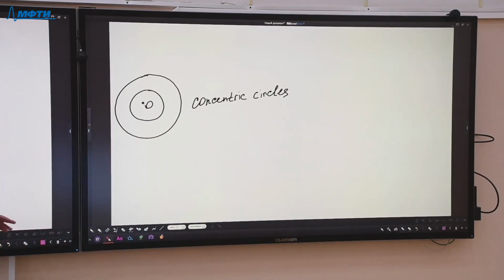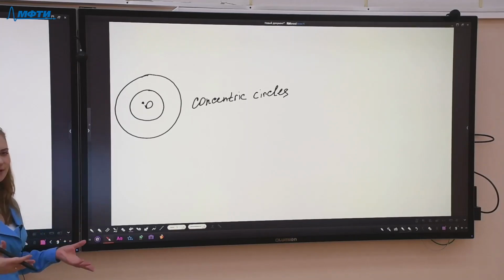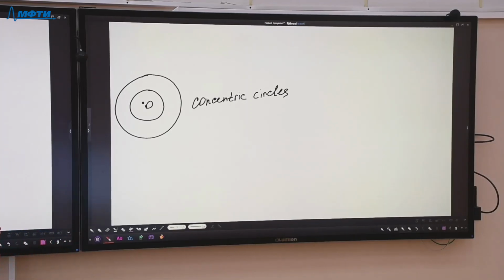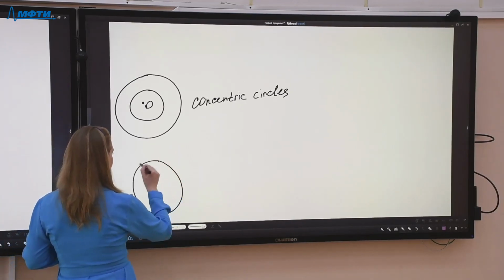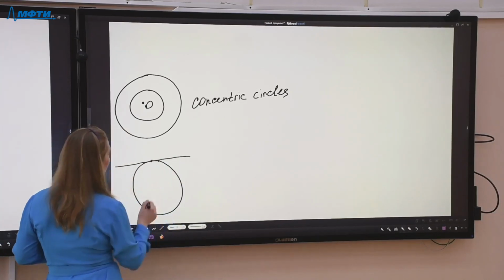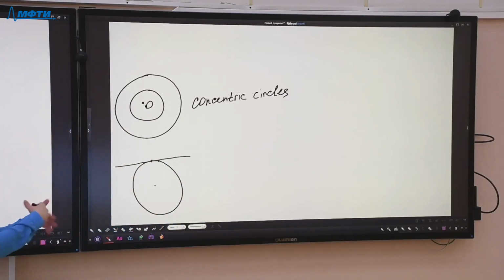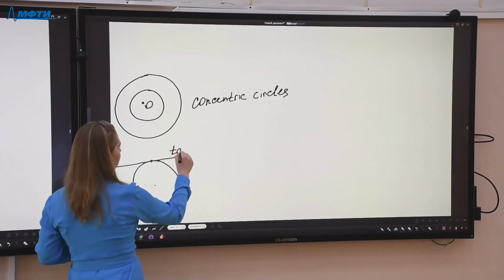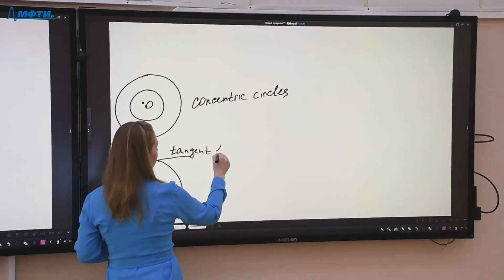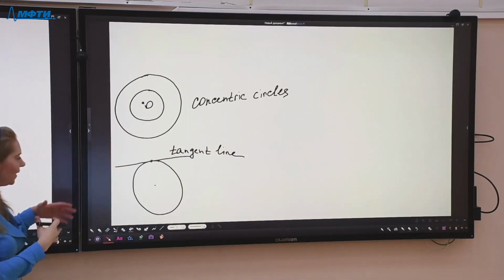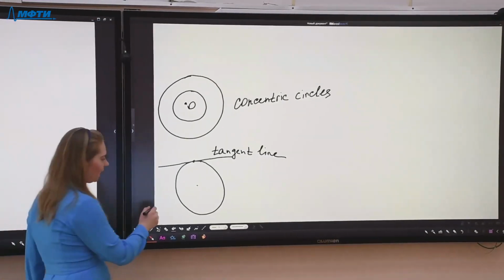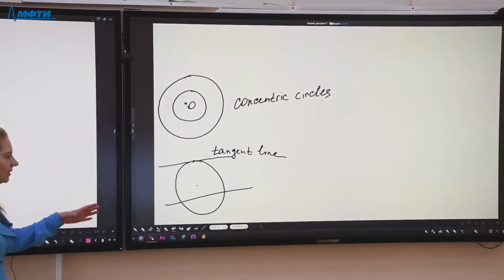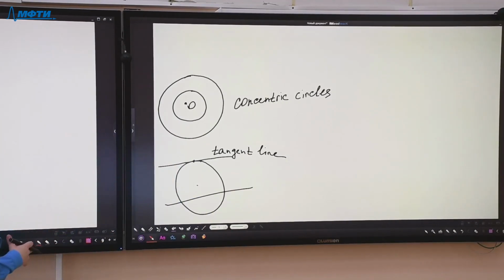Before we go to the other kinds of two circles on a plane, we need to consider such a concept as a tangent line. If we have a circle and a line which has one and only one common point with this circle, we say that this line is a tangent line. So we can say that a tangent line touches our circle. And if we have a line which has two common points with the circle, this line is called a secant.